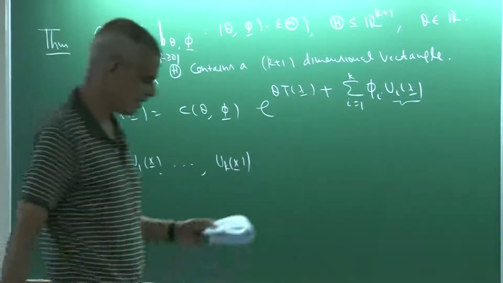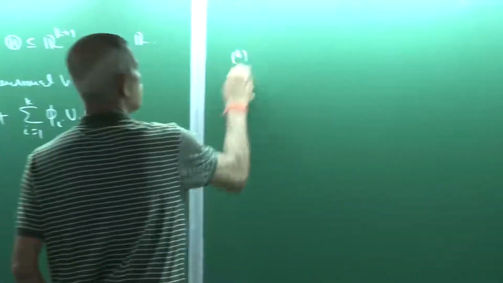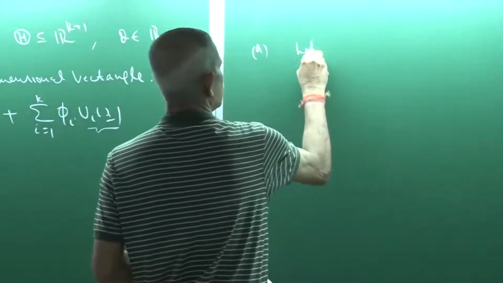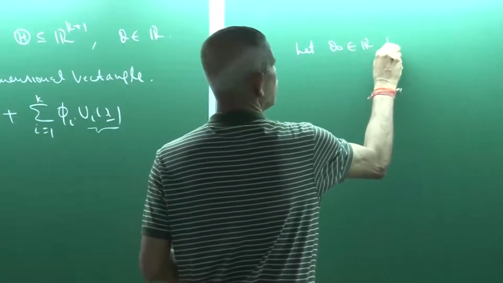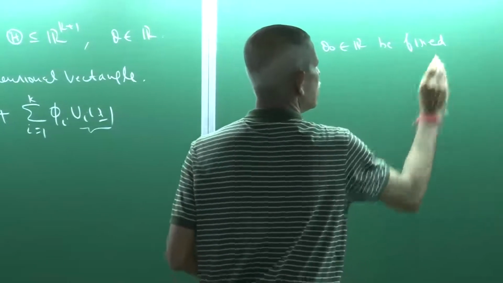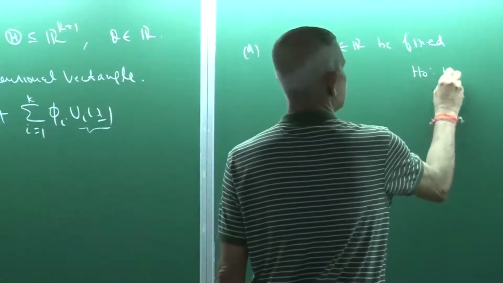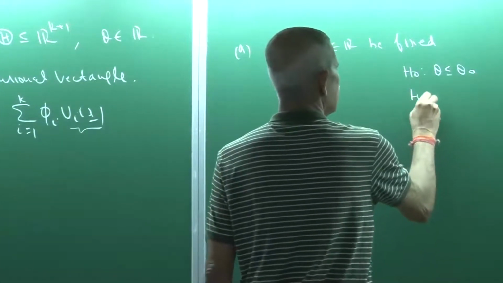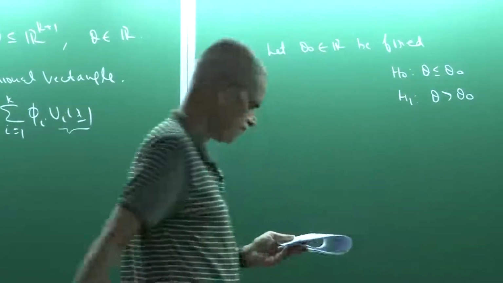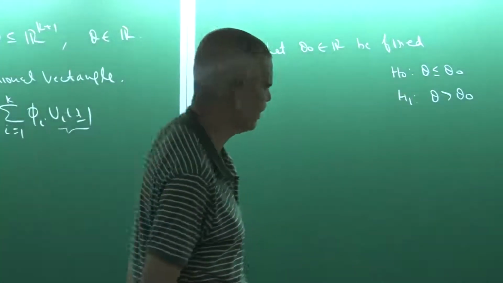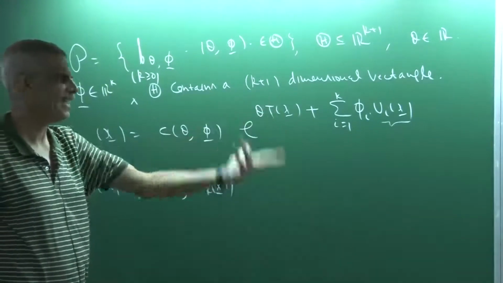So the first case we consider is, let theta naught in R be fixed. I am interested in testing h naught theta less than or equal to theta naught against theta greater than theta naught. And of course, you can interchange it, because any hypothesis about theta less than or equal to theta naught can be converted into theta greater than or equal to theta naught by converting theta into minus theta, and T(x) becomes minus T(x).